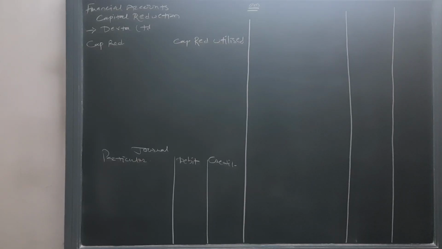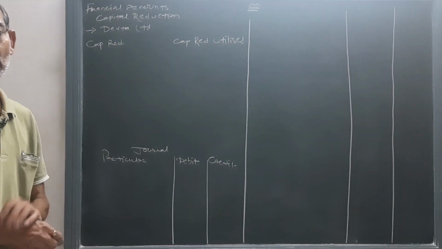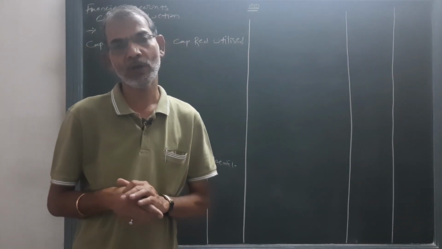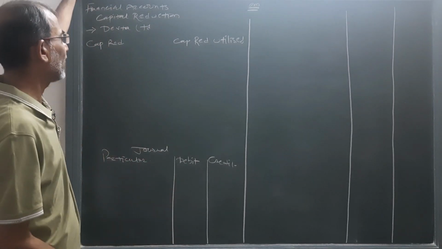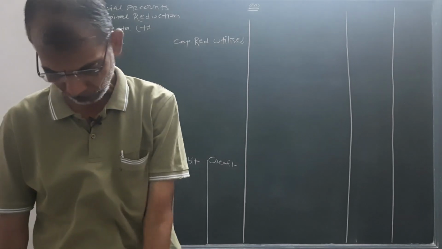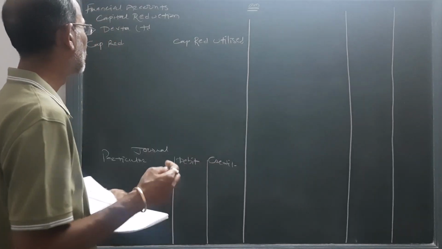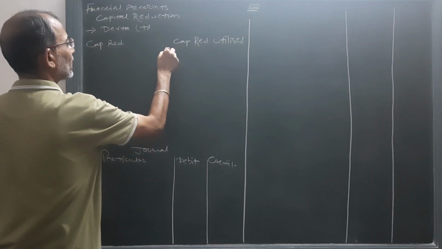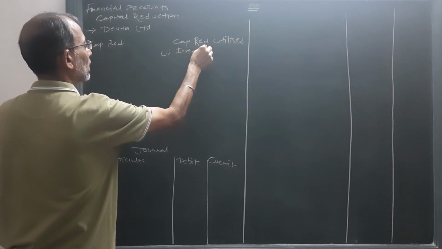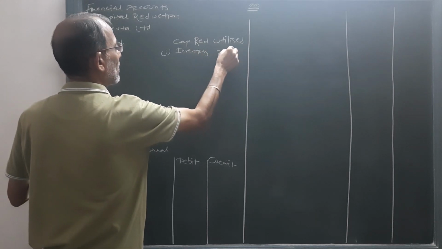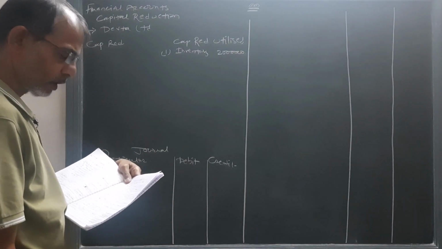Now as you can see on the board, first we will do calculation, then write journal entries, then we will prepare cash account and balance sheet. First, it has been said to write off stock 20 lakh, so that will be written on the inventory side, utilized side. Then trade receivables 40 lakh.